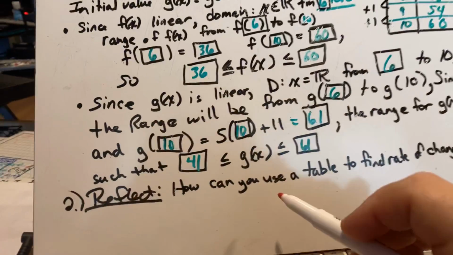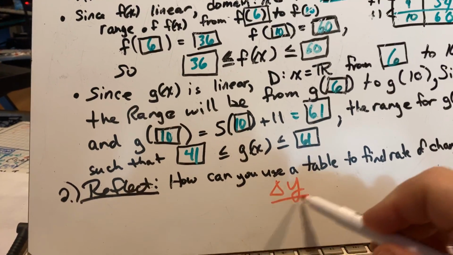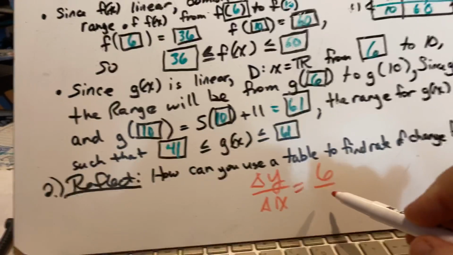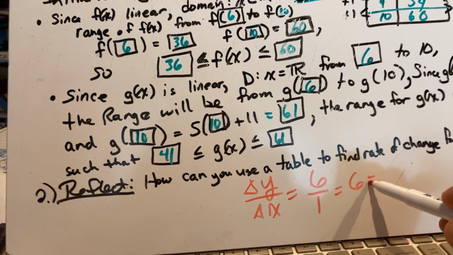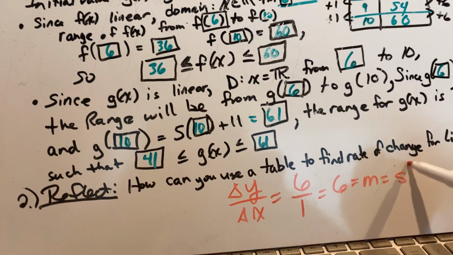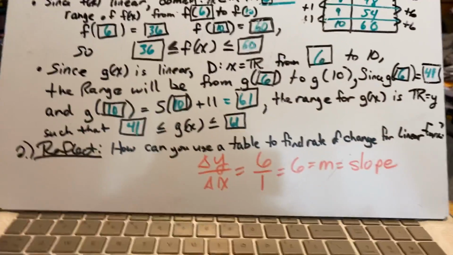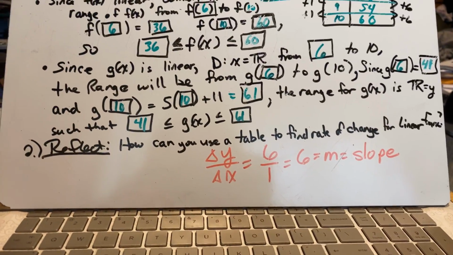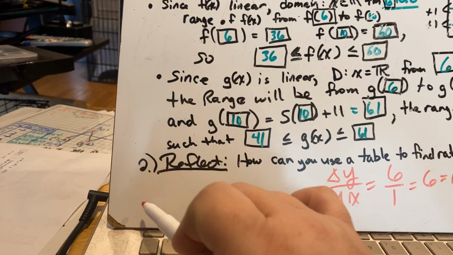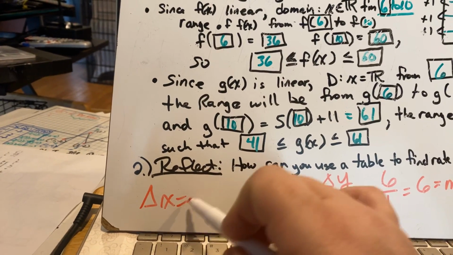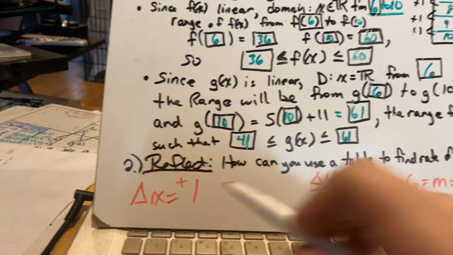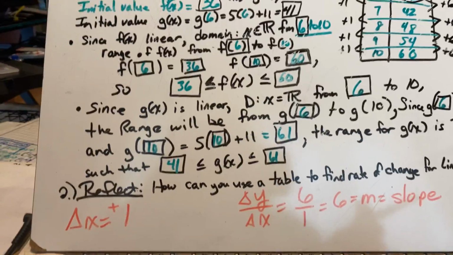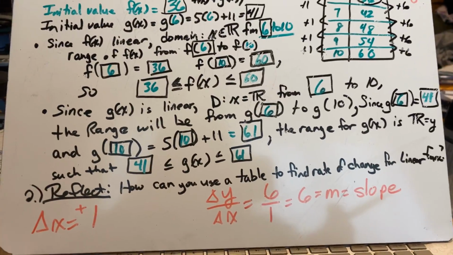Again, so here we go. Change in y divided by the change in x is equal to, for f of x anyway, 6 over 1, which is 6, which we recall is equal to the m, which is equal to our slope. You can write this in words. You can write this in symbols. Either way works for me. And what is the change in x? We said was equal to 1 in this case, because we were adding 1 to get between the different entries in our domain column.